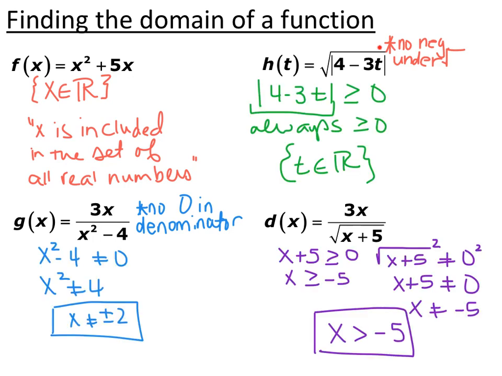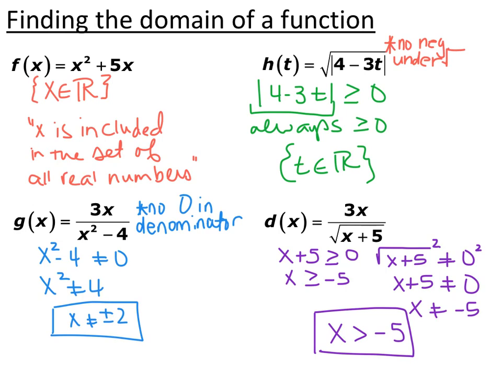So for this next one here, we have a square root. We said that whatever's under the square root must be greater than or equal to 0, or can't be negative. So I took what's under the square root and I set it greater than or equal to 0. So you have the absolute value of 4 minus 3t is greater than or equal to 0. Because this is an absolute value, it is always greater than or equal to 0. So in this case, t again is all real numbers. That's strictly because of these absolute value symbols already restricting it to positive or 0 numbers.